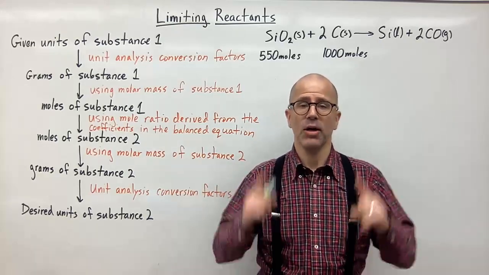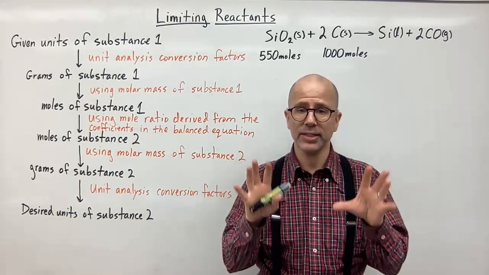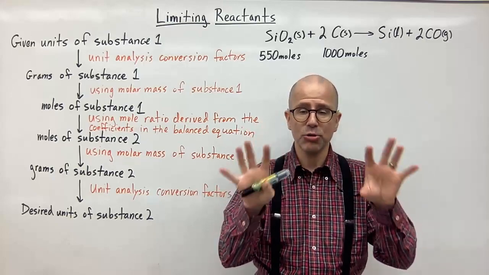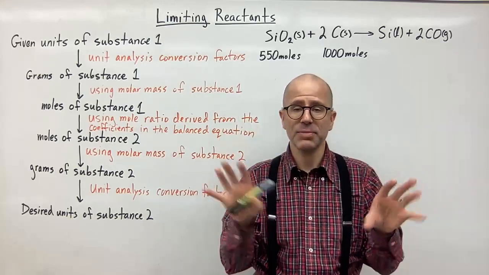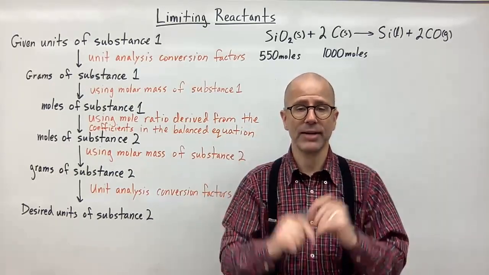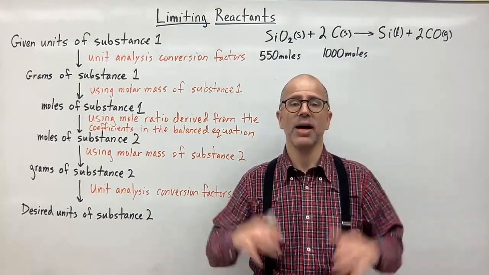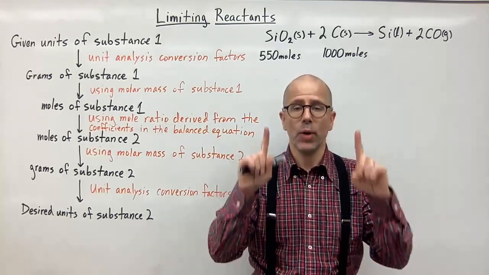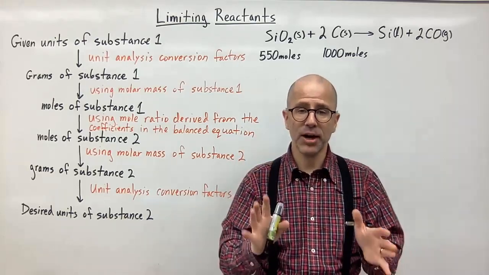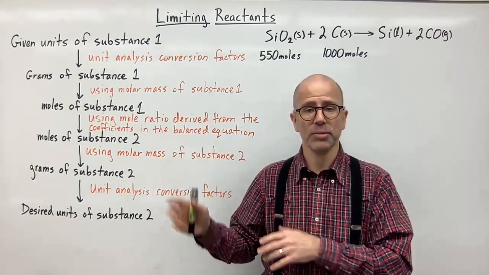Okay, so how do I determine if I have a limiting reactant problem? If they give me amounts of two reactants and they ask me how much product is formed from the reaction of these two amounts of reactants, and that's all they give me, then that's a limiting reactant problem. I first have to determine which of those reactants is the limiting reactant. From there, I can determine how much product can be formed.